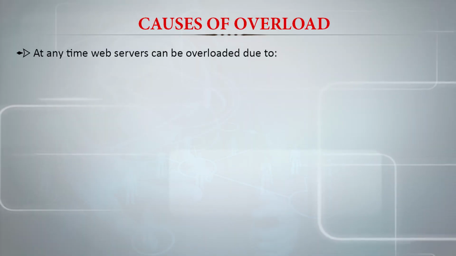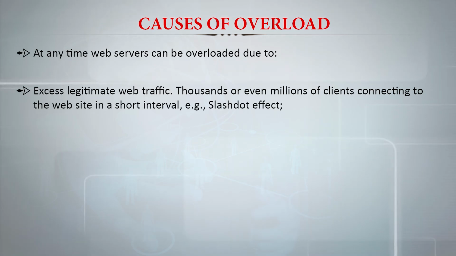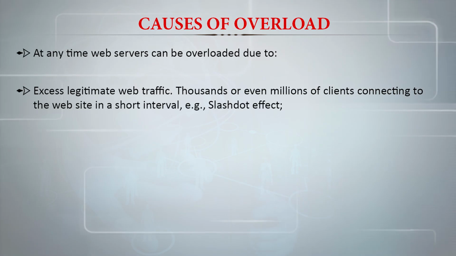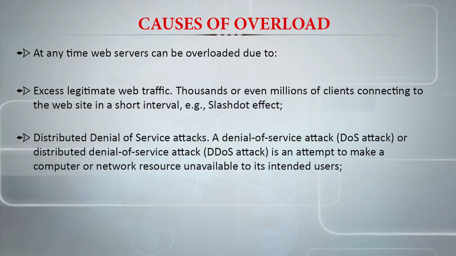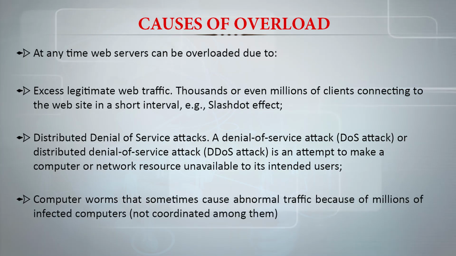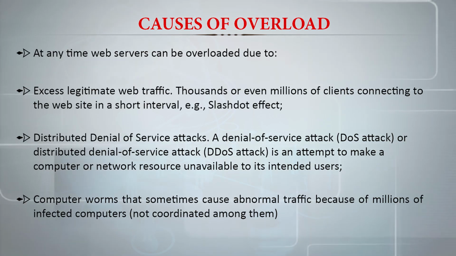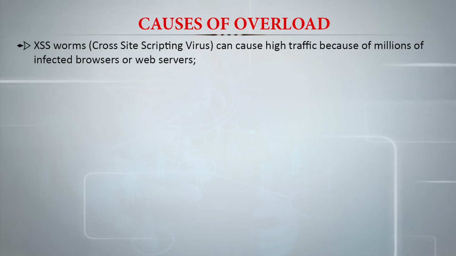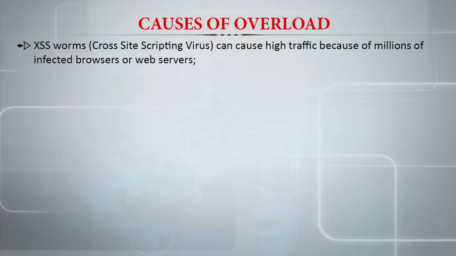Now let us have a look at the causes of overload. At any time, web servers can be overloaded due to excess legitimate web traffic: thousands or even millions of clients connecting to the website in a short interval, which is known as the Slashdot effect. Distributed denial of service attacks, such as DoS attacks, can take place, which are attempts to make a computer or network resource unavailable to its intended users. Computer worms sometimes cause abnormal traffic because of millions of infected computers that are not coordinated among themselves. Then we have cross-site scripting worms, which is nothing but a cross-site scripting virus that can cause high traffic because of millions of infected browsers or web servers.